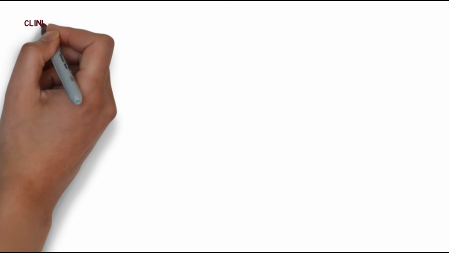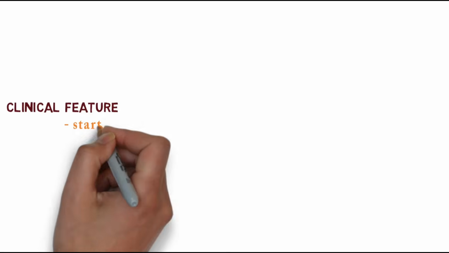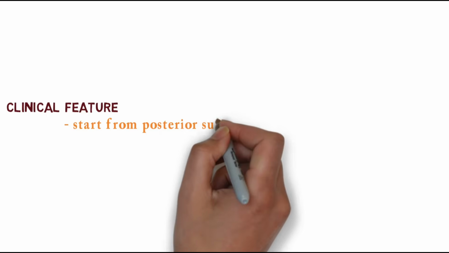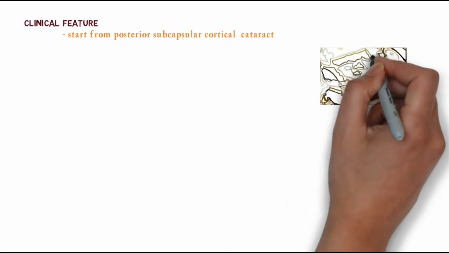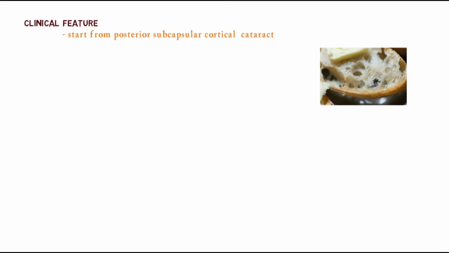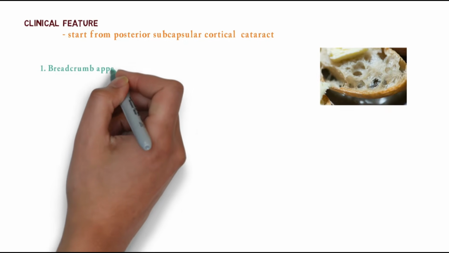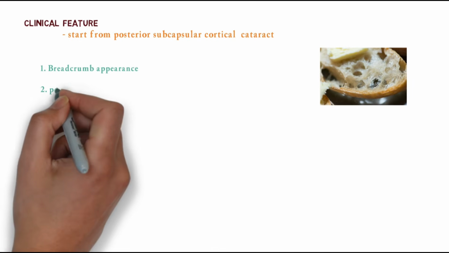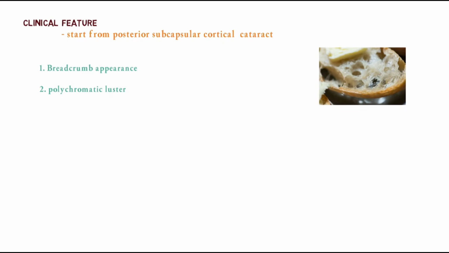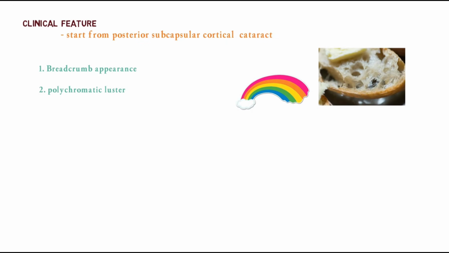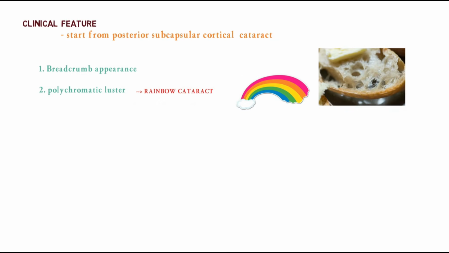Now moving toward its clinical features. Complicated cataract typically starts as a posterior subcapsular cortical cataract. In the beam of the slit lamp, the opacity looks like a breadcrumb appearance. These are breadcrumbs and the opacities appear the same. Then there is a polychromatic luster. Poly means multiple and chromatic means color. So there are multiple colors like red, green, blue, varying with the particles. And that's why it is called rainbow cataract.